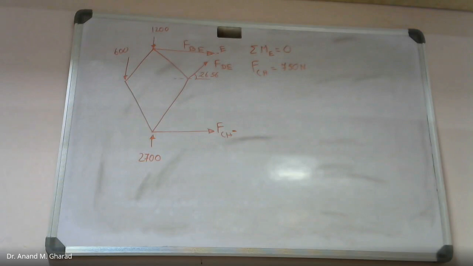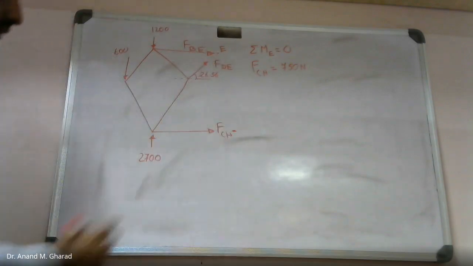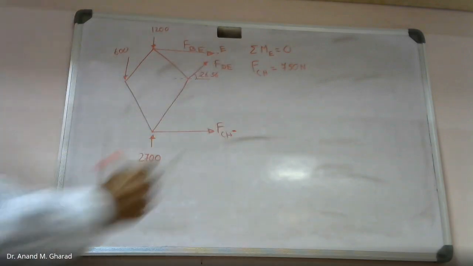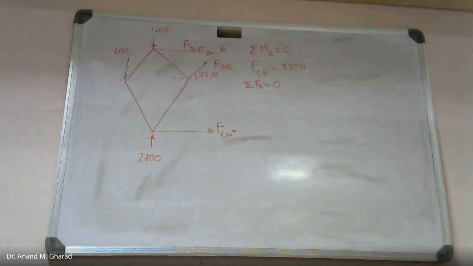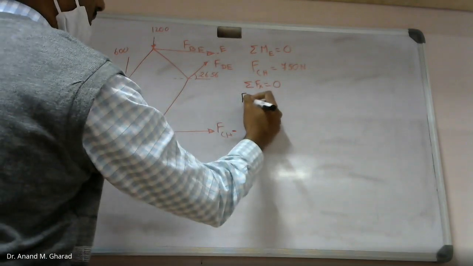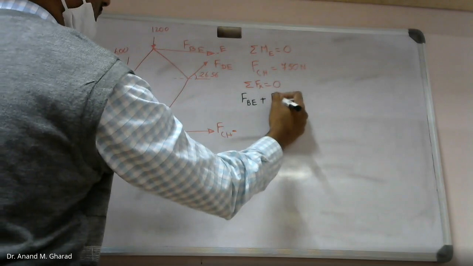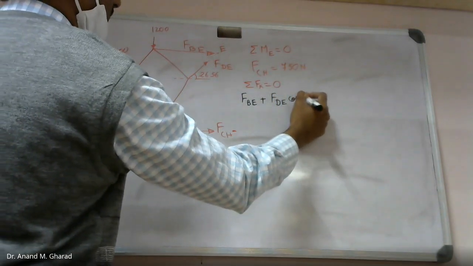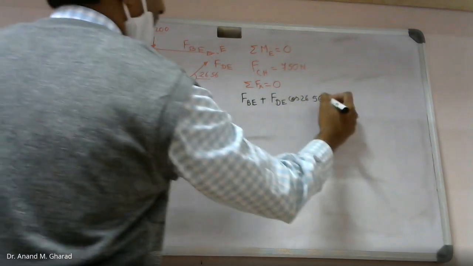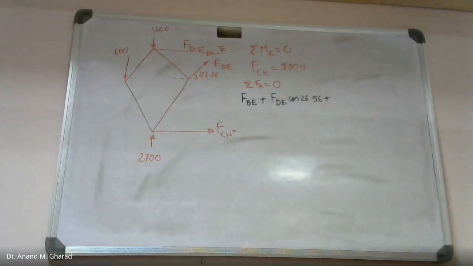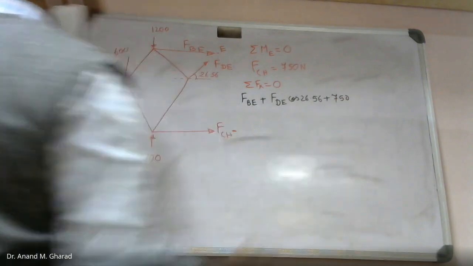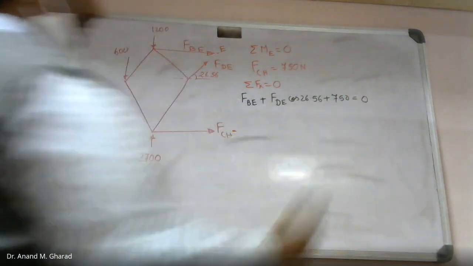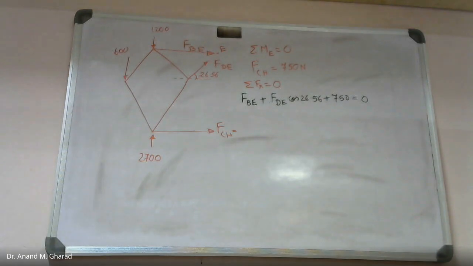Okay. BE and DE. So for that, what we can do is make use of the equation, summation of force in x direction equal to zero. So how many forces do we observe? FDE cos of 26.56 plus FCH. FCH actually came out to be tension force. So whatever is the value, 750 newton, equated to zero. This is, let's say, equation number one.